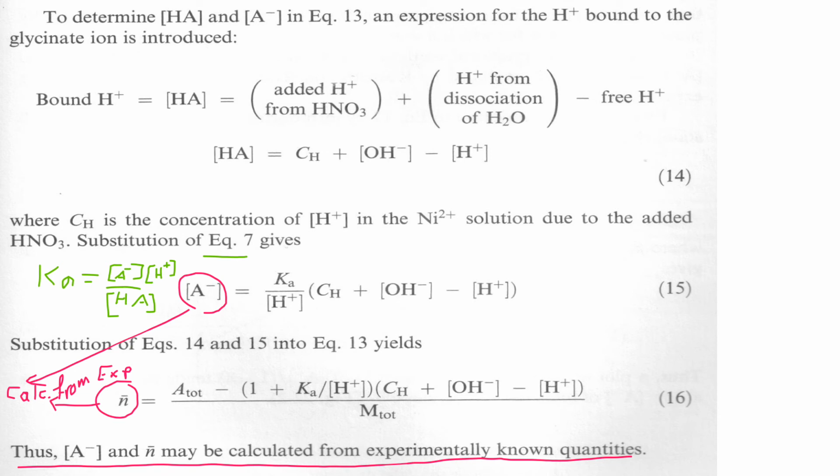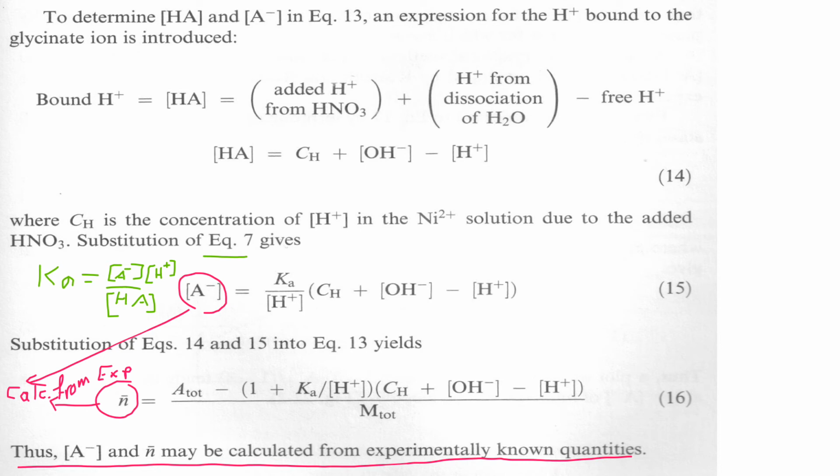Now you substitute equations 14 and 15 into 13, the previous one, and you'll get N bar equals A total minus (1 plus Ka over H plus) times (CH plus OH minus minus H plus) over M total. Thus, A minus and N bar may be calculated from experimentally known quantities. That's what we want to get to.